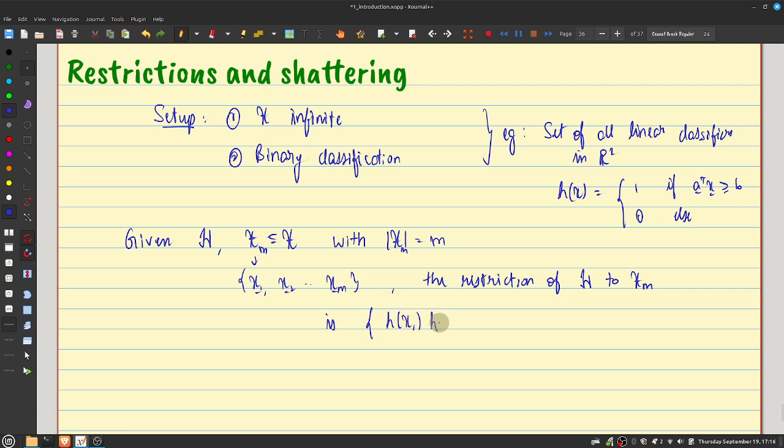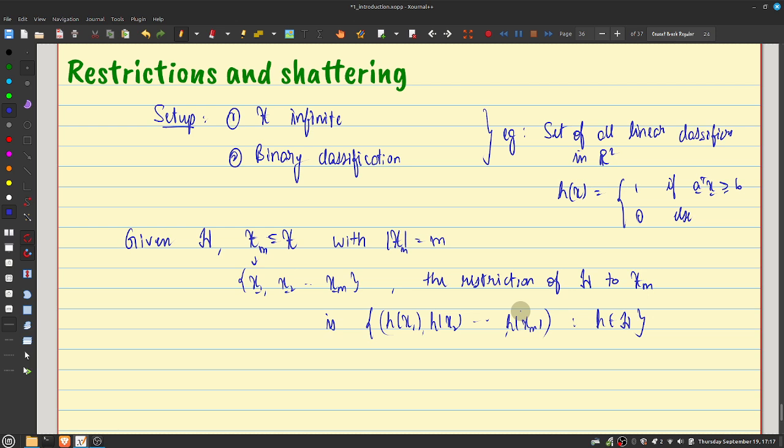h of x1, h of x2, ... h of xm. Now note that this x_m is a finite set. So if you think of all possible functions from x_m to {0, 1}, there are at most 2 to the m possible functions, right? And this particular h induces some set of functions on x_m, and this set of functions is what I call the restriction of h to x_m.